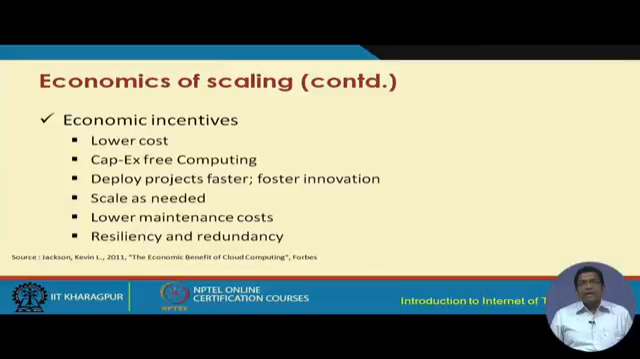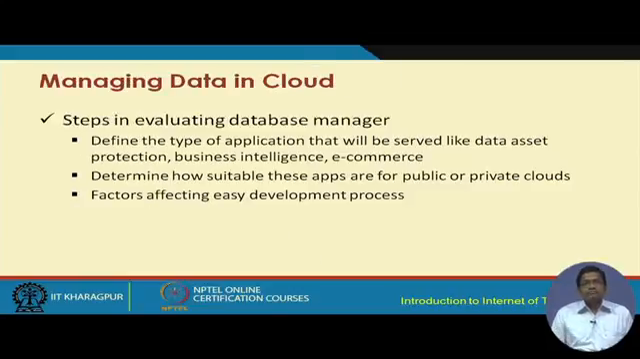There are different economic incentives for cloud computing: lowering the cost behind infrastructure and computing required in the organization; capex free computing, exclusively made available to the customers; faster deployment of projects, which will foster innovation as well; scaling up or down as and when required; lower maintenance costs; resiliency and redundancy.